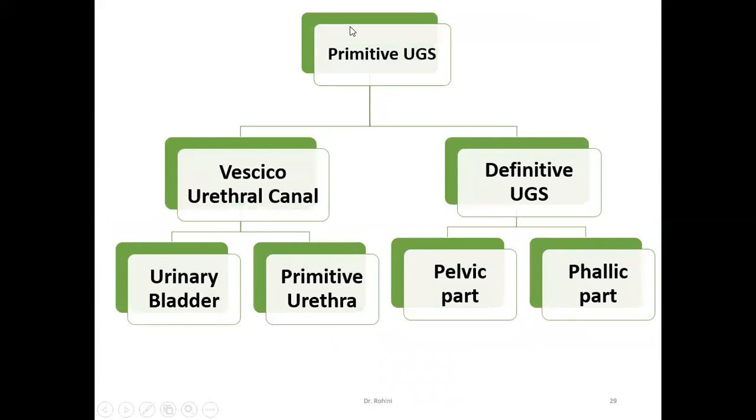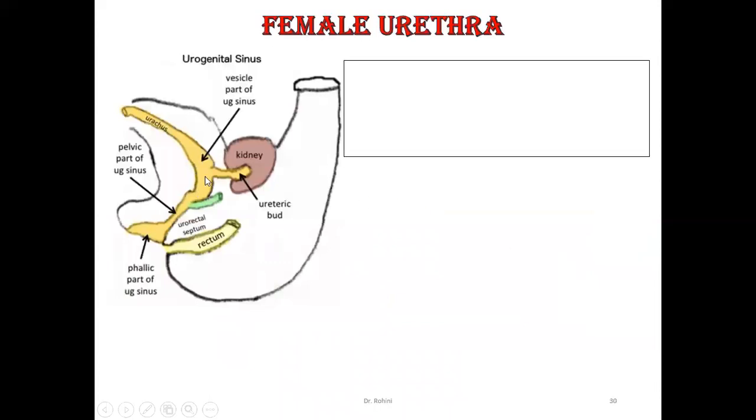As per the table, the primitive urogenital sinus will divide into the vesico-urethral canal, the cranial part, which will form the urinary bladder, and the primitive urethra. The definitive urogenital sinus, the caudal part, will form the pelvic part and the phallic part. I can show you in the diagram here. This is your primitive urogenital sinus, with the vesico-urethral part, then the caudal part, and then the pelvic part and the phallic part of the definitive urogenital sinus. This is the vesical part and urethral part of the vesico-urethral canal.